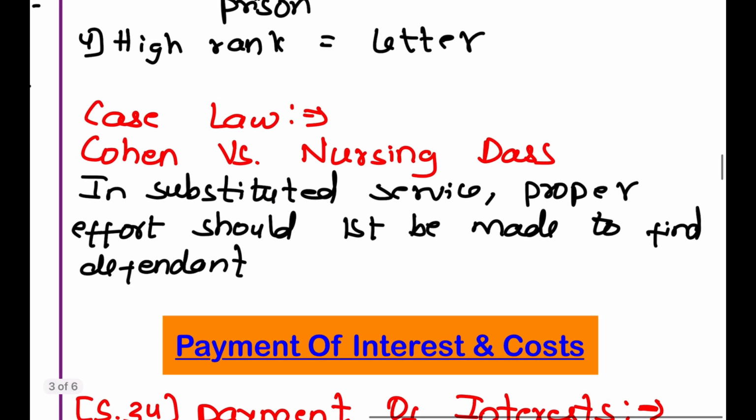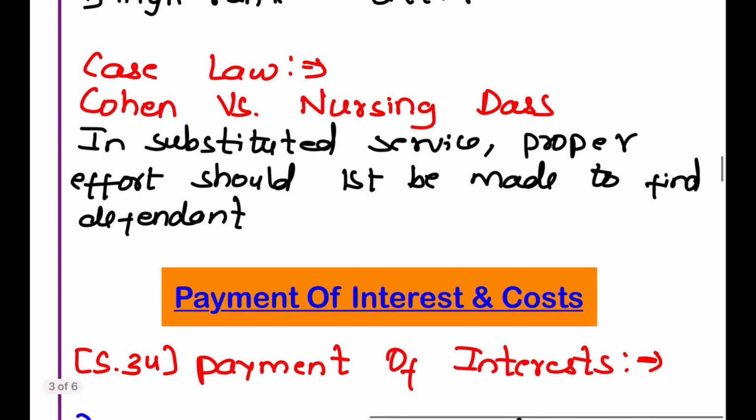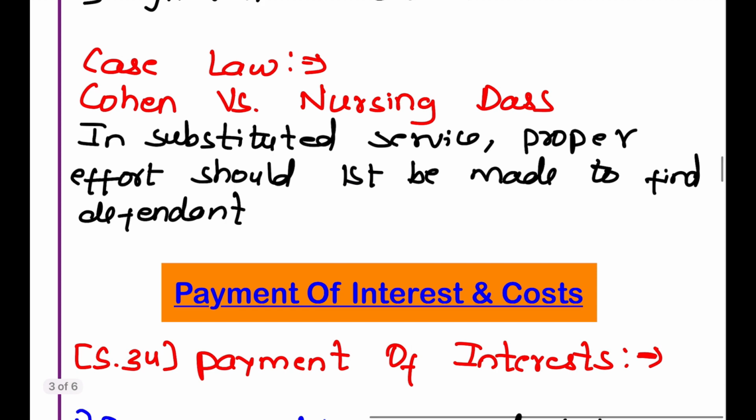Case law: Cohen vs. Narsingh Das. In substituted service, proper effort should first be made to find the defendant. So before doing a substituted service, before affixing the summons to the door of the defendant, the postman should make a proper effort first to find the defendant.